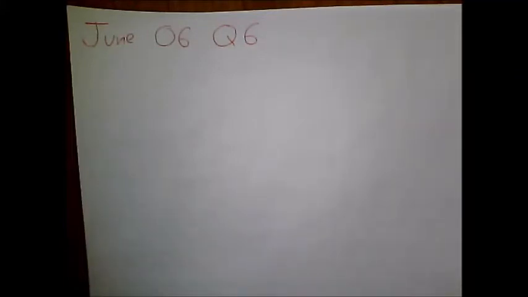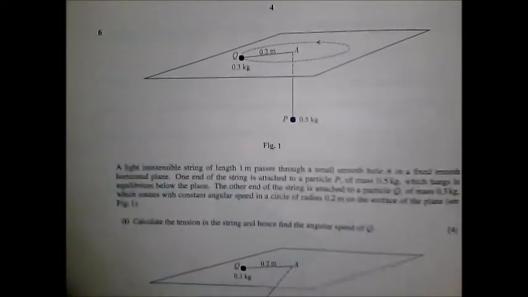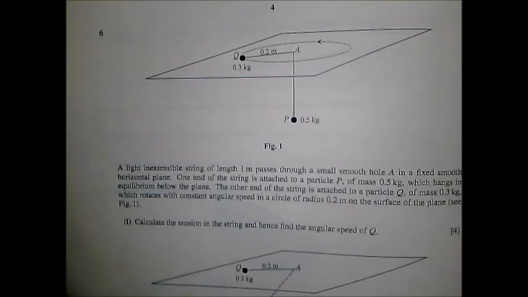Hello, Mr. Price here, and this is the 6th question on the June 2006 Mechanics 2 paper. This one is on angular speed and circular motion. Okay, let's take a look. It initially looks quite complicated, but once we break it down, it shouldn't be too bad.